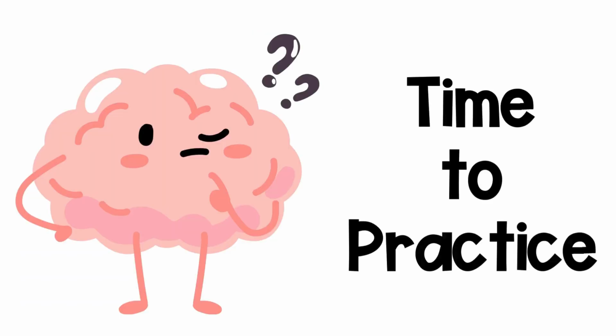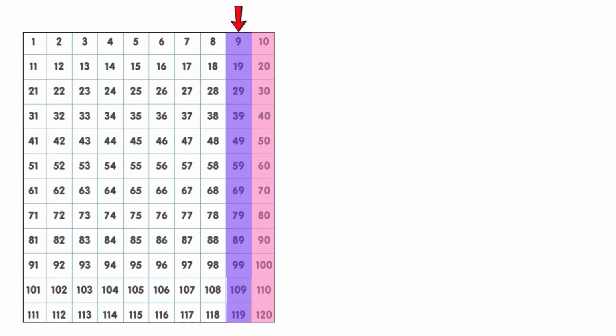Let's practice what you've learned today. When a question comes on the screen, you'll have 20 seconds to answer it. See if you can solve it before the answer appears. Remember, the last number before a new 10 always has a 9 in the ones place, and the first number in a new 10 always has a 0 in the ones place. Ready? Let's go! Look at the numbers. What comes next?